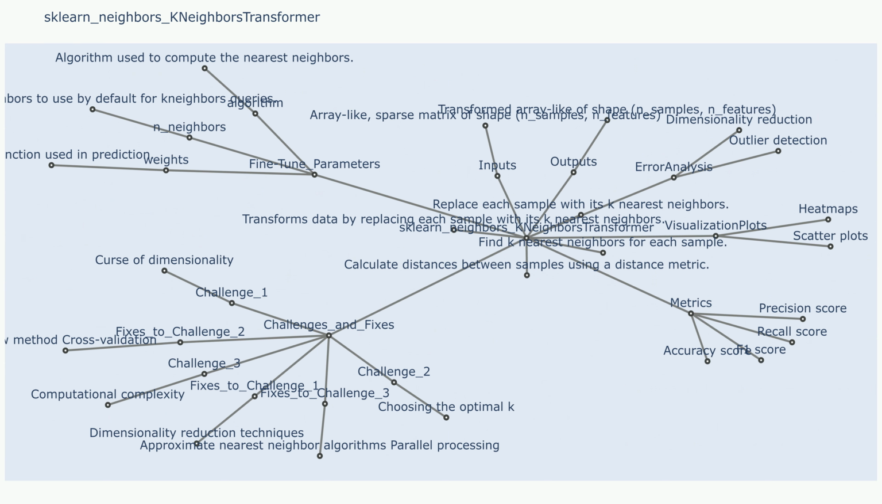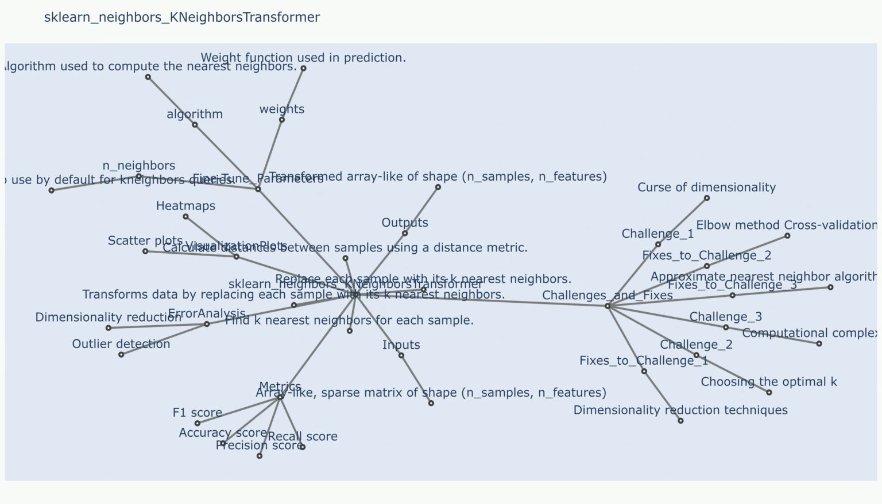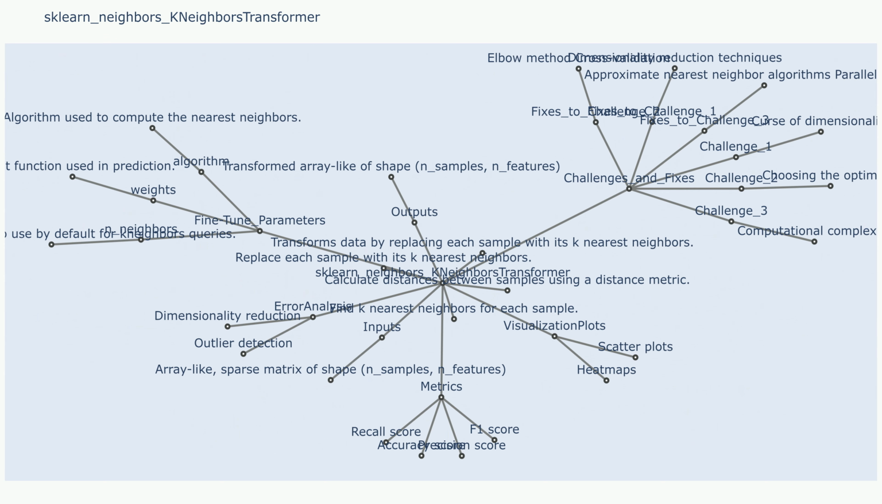Visualization plots. Scatter plots visualize the transformed data points in a reduced dimensionality space if the number of features is small enough. You can use different colors to represent different classes or labels in a supervised setting. Heat maps. If the transformed features are distances, you can create heat maps to visualize the distance relationships between data points.